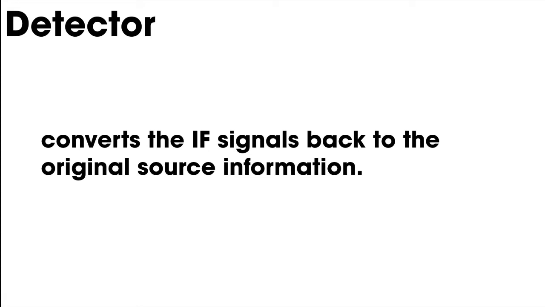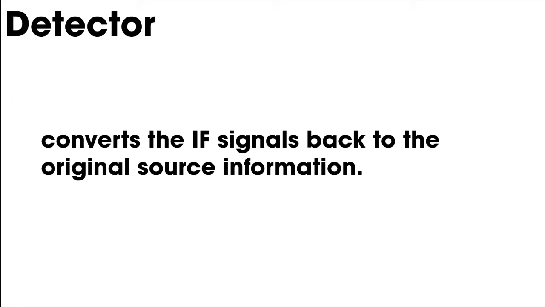Next, we have our detector. The purpose of the detector section is to convert the IF signals back to the original source information. The detector is generally called an audio detector or the second detector in a broadcast band receiver because the information signals are audio frequencies. The detector can be as simple as a single diode or as complex as a phase lock loop or balanced demodulator.